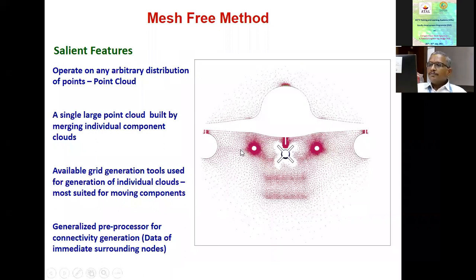So what we do is we use grid generation as a simple tool and generate a grid around each component of the aircraft. For example, you can see here, if I consider this as the cross section of the aircraft, this is the main fuselage and the wing. I will generate one separate grid around this component.